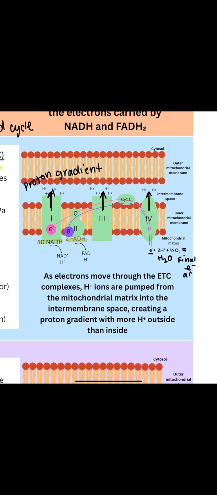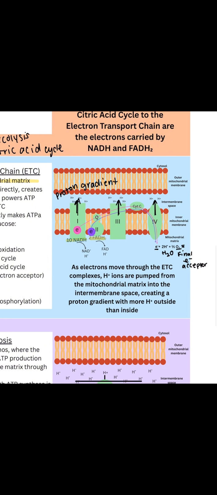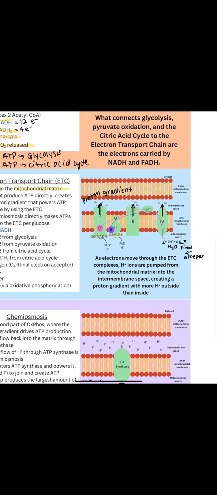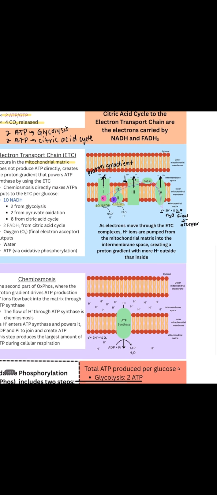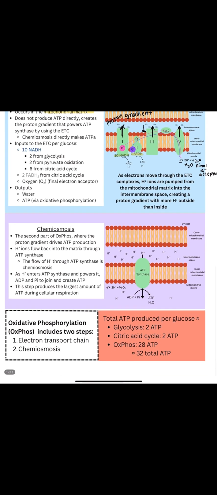So now that we have that proton gradient in place, our hydrogen ions, they want to naturally flow back into the matrix, but they can't do that on their own. They need help to diffuse down that gradient. So they do it through ATP synthase, which is an enzyme. As our protons pass through ATP synthase, it's going to spin like a turbine and it's going to join ADPs with inorganic phosphates to make ATP.